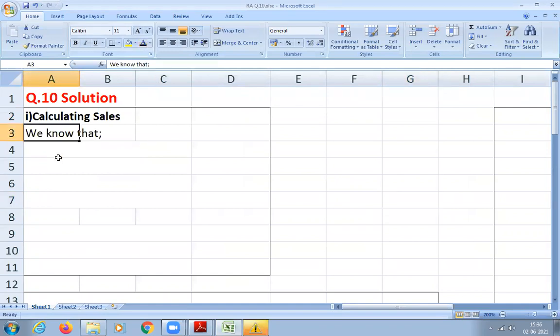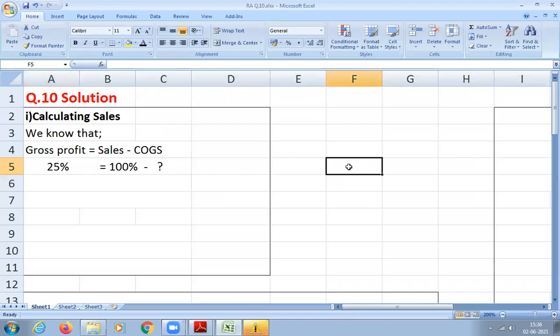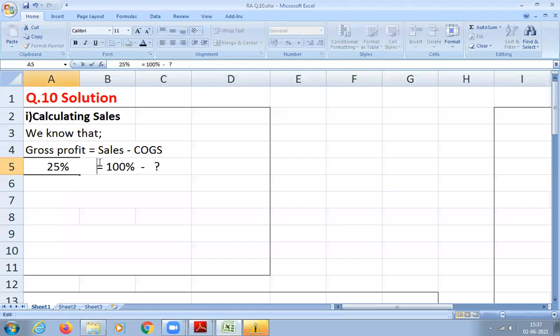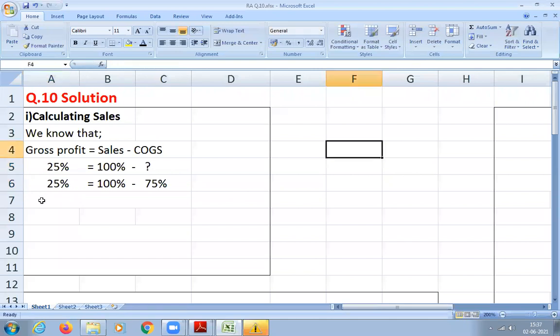So we know that gross profit is equal to sales minus COGS. Correct. And then gross profit percentage I know, and sales will always be how much? 100%. Then how much is COGS? 75%. How did we get that 75? 100 minus 25, sir. Yeah, 100 minus 25. It's very simple. To make our right hand side equal, you have to subtract how much from 100 to make it 25? So 75. So that is what we got.